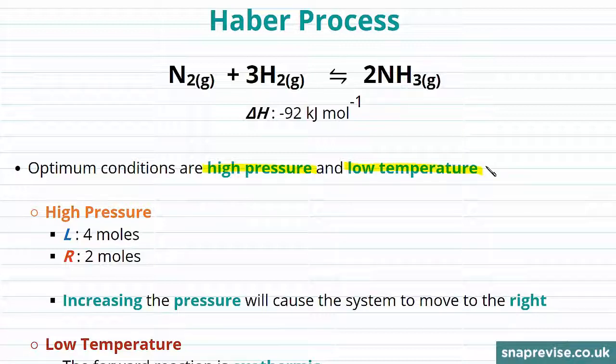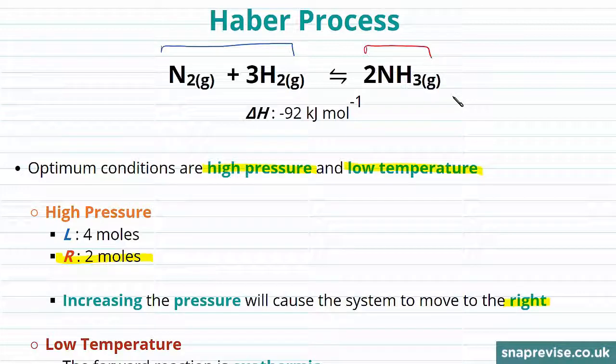The reason that a high pressure is preferred is because on the left-hand side over here, you can see we have 4 moles of gas, whereas on the right-hand side, we have only 2. Increasing the pressure will cause the system to move to the right. We know the system will move to the side with the fewest number of moles, which is the right-hand side, producing more ammonia, more product, and increasing and optimizing our yield.